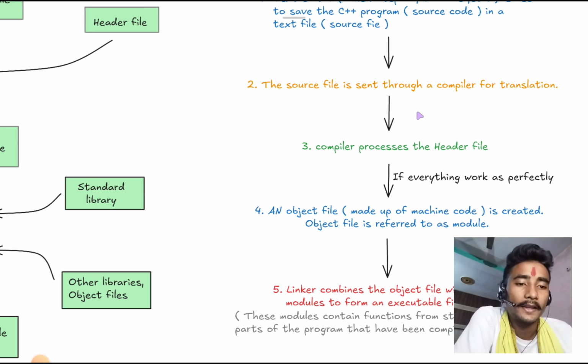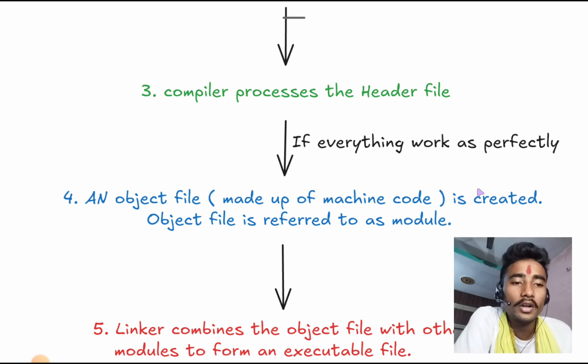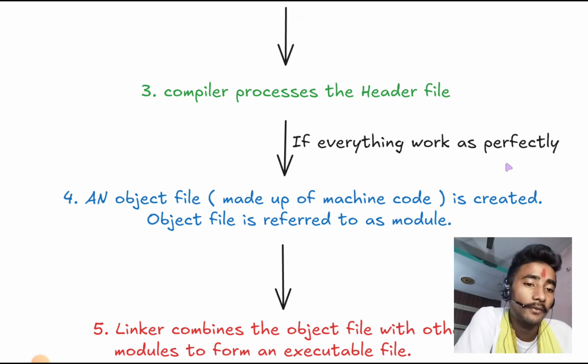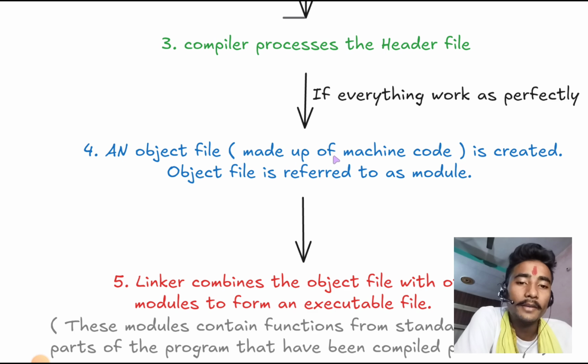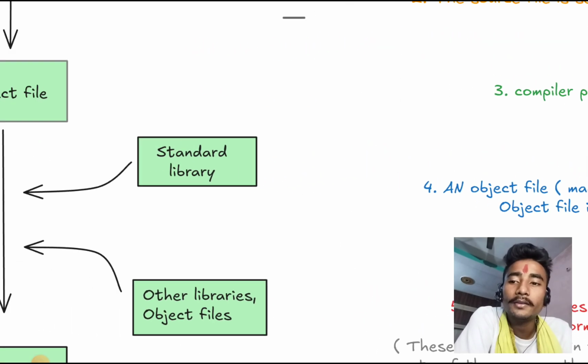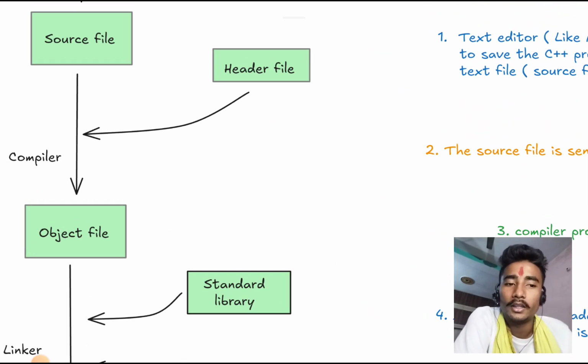If everything works perfectly without any error, an object file made up of machine code is created. As you can see, if everything works perfectly without any error, the object file is created.